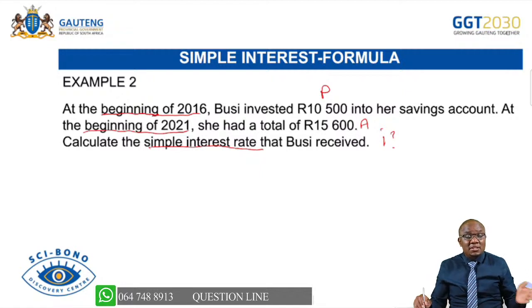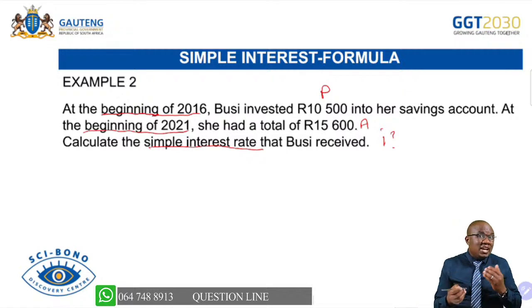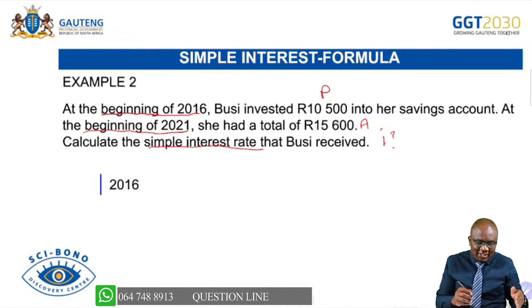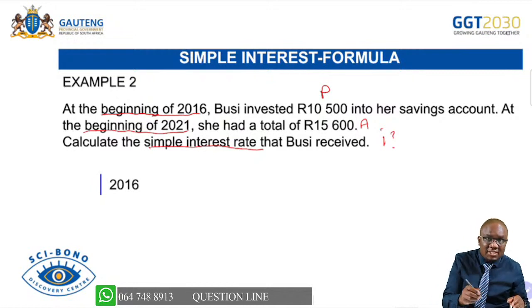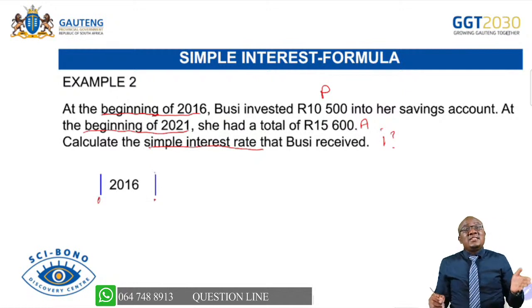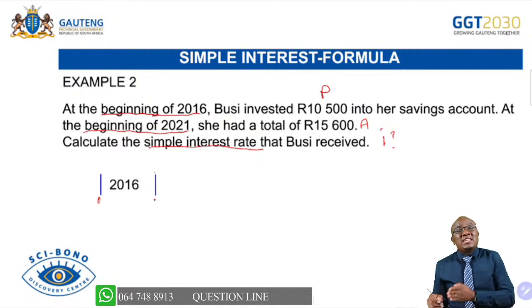From 2016 to 2021. Right, now, sometimes I do draw these timelines. Most people don't like timelines, but they help me a lot. As an adult, I draw timelines. They help me a lot. Right, this is 2016. See that? It has two parts. This one is the beginning of 2016, and then the end of 2016. The first one is beginning, end. And then the end of 2016 is the beginning of 2017.